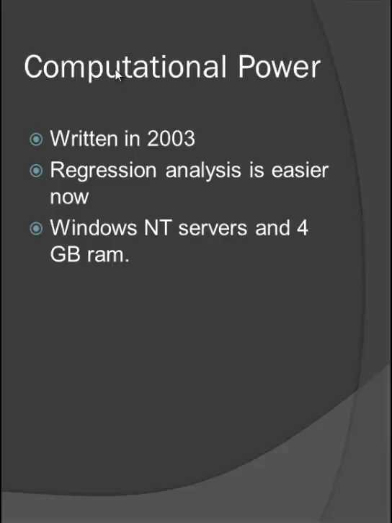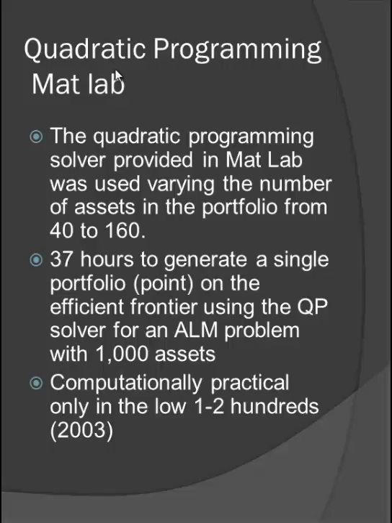The paper was written in 2003 when there was far less computing power than there is now. They discussed running a Windows NT server with 4 gigabytes of RAM. In order to prove that their algorithm, the ALM, was more efficient than the existing models, they ran a quadratic programming solver with the MATLAB software, varying the number of assets between 40 and 160, and they calculated that this would take about 37 hours to generate a single portfolio, or one point along the efficient frontier. That's computationally impractical because you need hundreds of those points to really describe the efficient frontier.